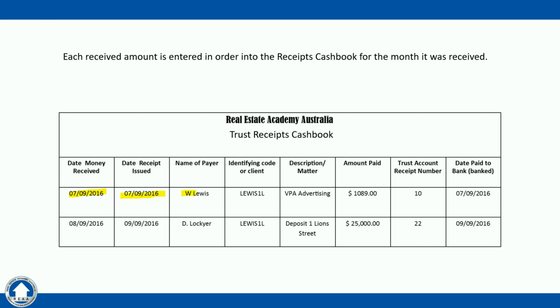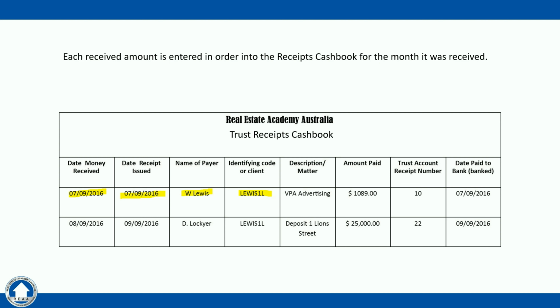We need to put in the name of who paid it. So in our case, we've got W. Lewis, and we're using an identification code of Lewis 1L, and that'll be up to the agency to create these identification codes, which will be used throughout the cash book's computer systems for that particular client to identify them.